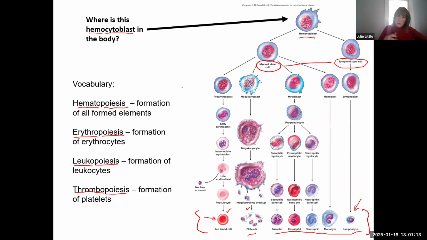And then, according to further stimuli, and we're going to see on the next slide the different types of hormones that it might be exposed to, this myeloid stem cell, if we just follow this myeloid stem cell, if it goes down this pathway, it can form a red blood cell.